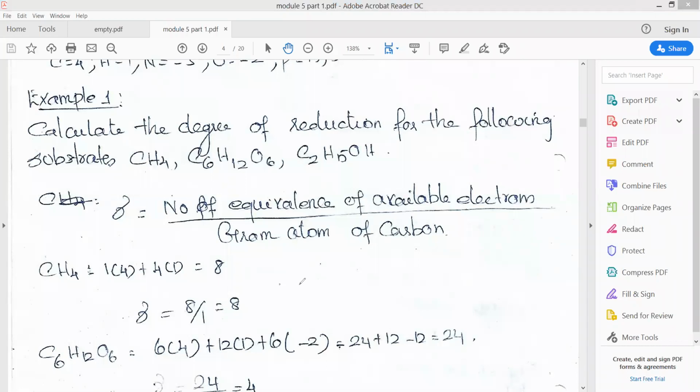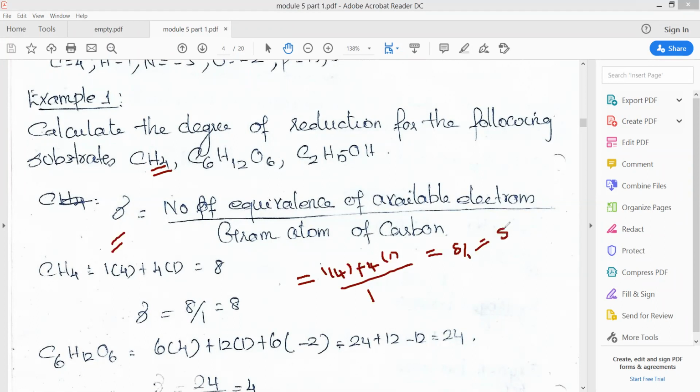The degree of reduction is represented by gamma. Remember, the representation is gamma. So for CH4 you write 1 into 4 plus 4 into 1, divided by the number of gram atoms of carbon, which is 1. So you have 8 by 1, that is, the degree of reduction is 8.